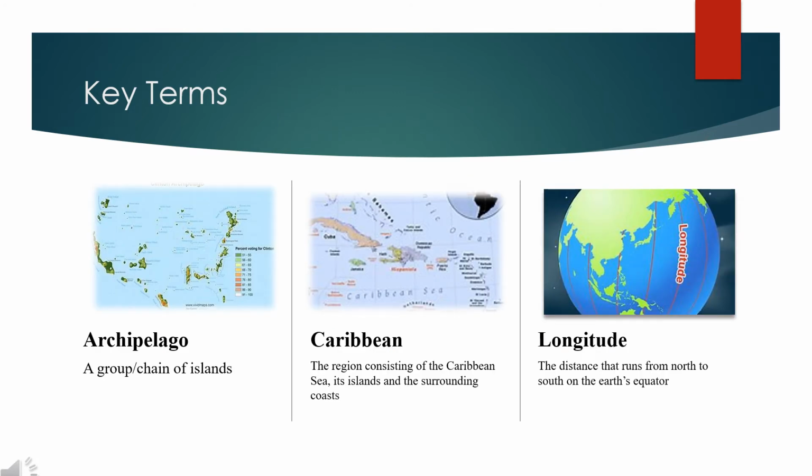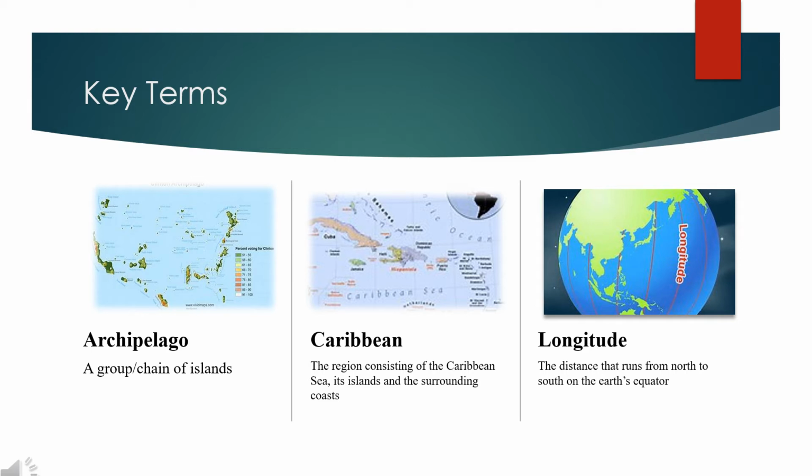Moving on, let's look at the word archipelago. Archipelago is simply a group or chain of islands, and the Caribbean is considered an archipelago because if you look at the map, you will see the Caribbean is there like a string, or if you want to say like a chain of islands.